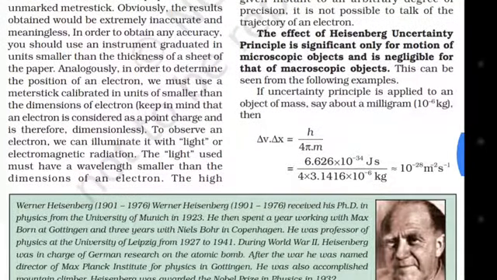This can be seen from the following examples. If the uncertainty principle is applied to an object of mass, say about a milligram, 10 to the power minus 6 kg, then delta V into delta X is equal to h by 4 pi m, is equal to 6.626 into 10 to the power minus 34 joule second by 4 into 3.1416 into 10 to the power minus 6 kg, which is approximately 10 to the power minus 28 meter square per second.